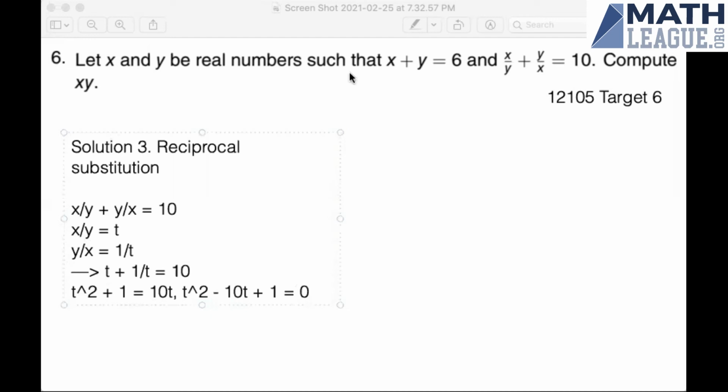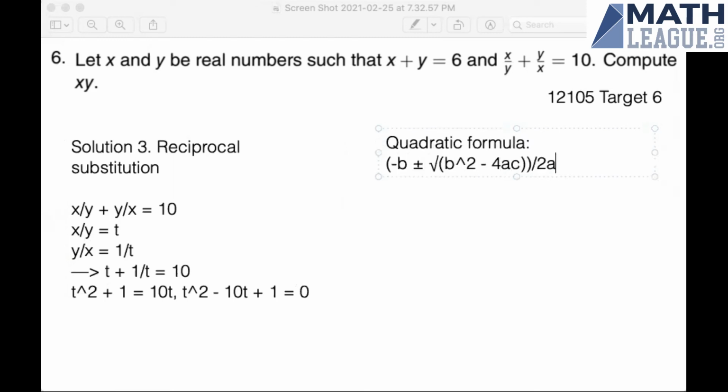Awesome. Now, if you remember what the quadratic formula is, it's minus b plus or minus the square root of b squared minus 4ac, all divided by 2a. Well, what's our a? What's our b? What's our c? Now, a is just the leading coefficient, the very first coefficient to the very left in front of the t squared. That's 1. b is just the number in front of the t. Well, that's minus 10. c is the constant term. That's 1.